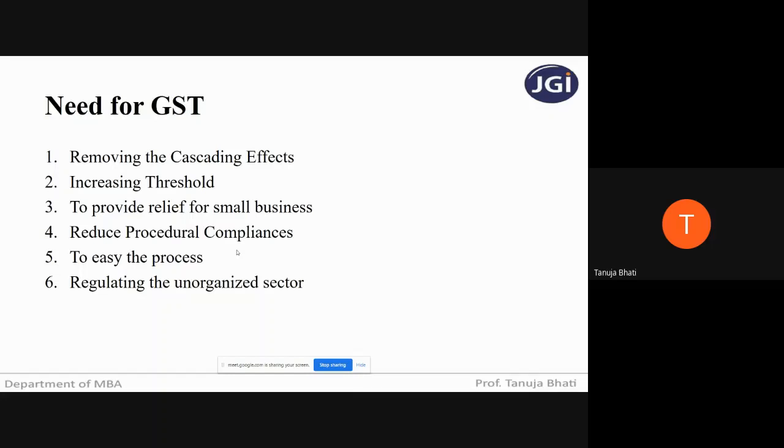There is lots of transparency, lots of visibility. Now, if I show my purchases in GST, if I fakely increase the amount of purchases in GST, the GST department can in no time catch hold of me, because from whom I have purchased, he will upload his return, and in his return he will obviously not show more amount because his sales will increase and he has to pay more amount of tax.